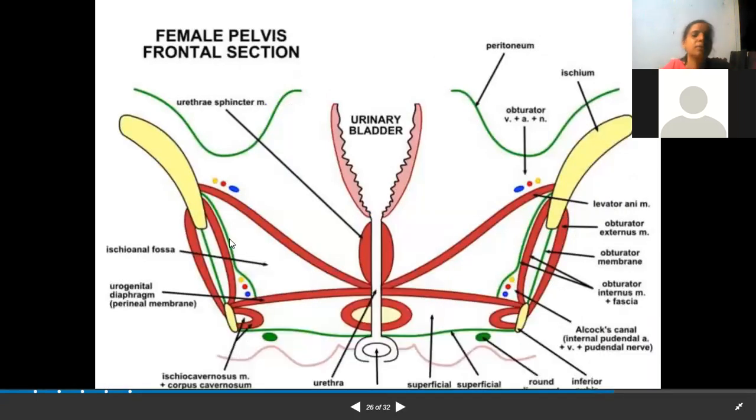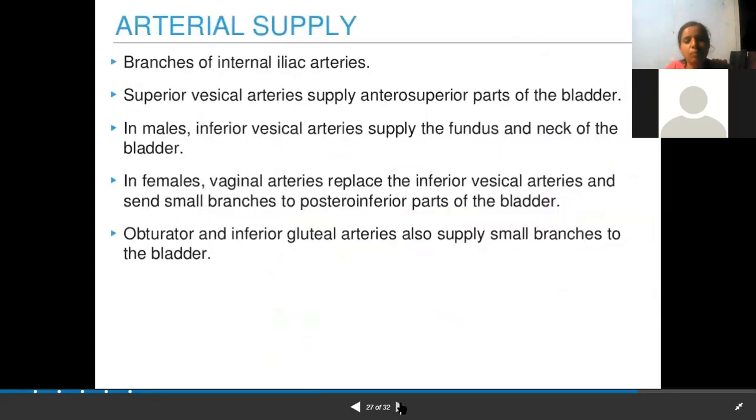So these are the various structures; like we have studied the pelvic diaphragm, if you remember. I told you this muscle is the levator ani muscle. Here we have the urogenital diaphragm. So all these are giving support from below.